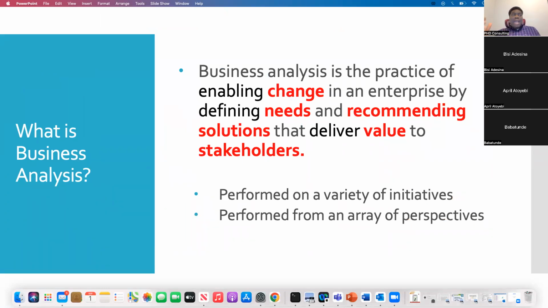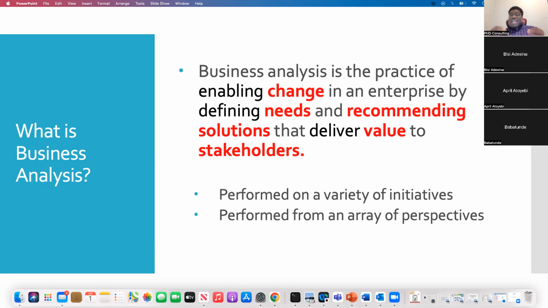We said, according to the IIBA, we've been able to define that as the practice of enabling change in an enterprise by defining needs as well as recommending solutions that will deliver value to your stakeholders. Now, one of the things you see in organizations today is that business analysts are highly sought after. And of course, you see different types of job descriptions. You hear of business analysts working on projects a lot or on different initiatives.